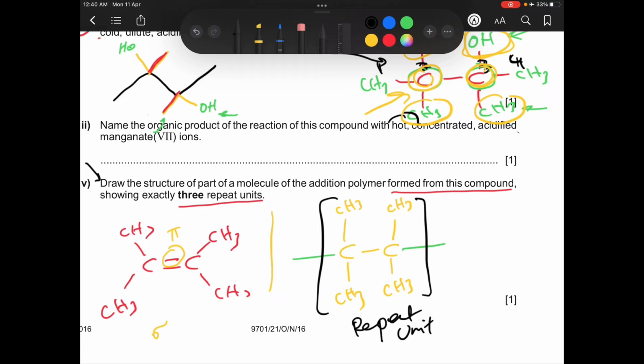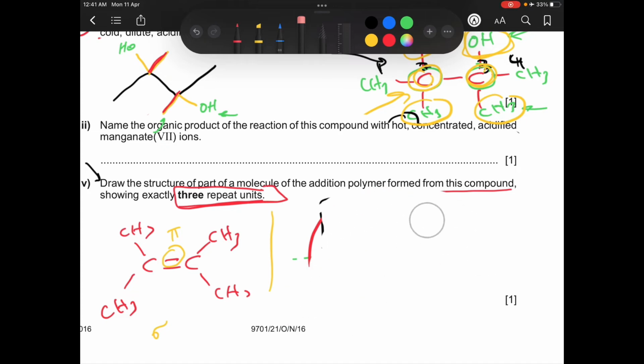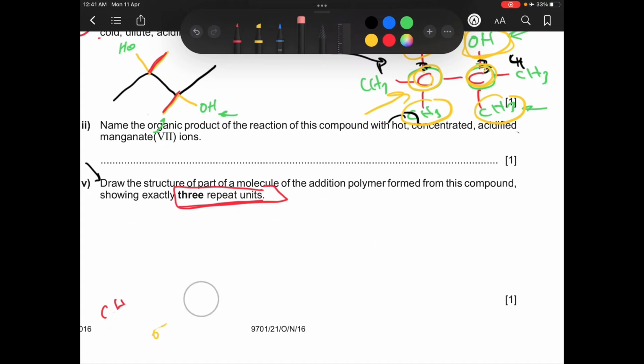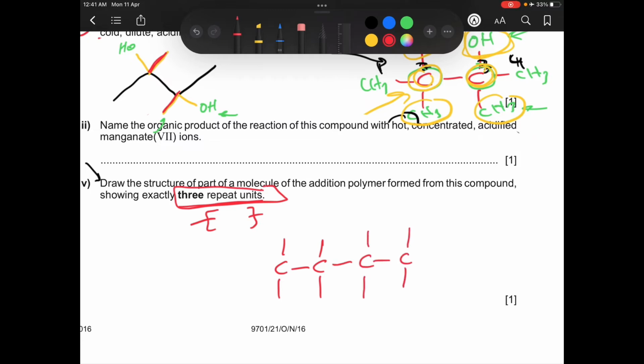But wait, the question needs us to draw 3 repeat units. So you have to repeat this 3 times. How can I do that? Simple. Keep in mind, this is a unit. I want to draw it in terms of 3 repeat units. When you're talking about repeat units, you have to put them in square brackets and just show the bond. So let's start with the first one. We have C, C, this is the first one, and then we have the second one, and we have another, the third one.